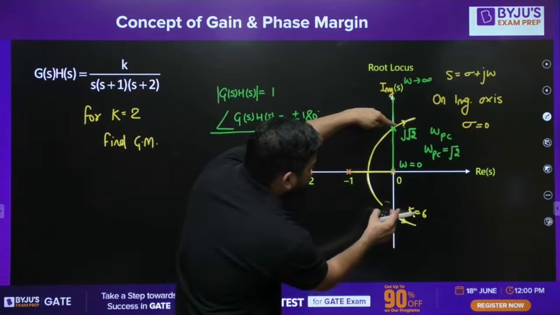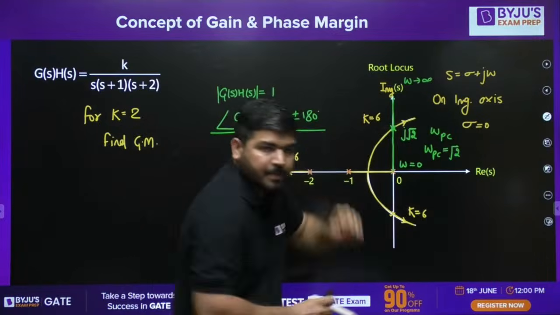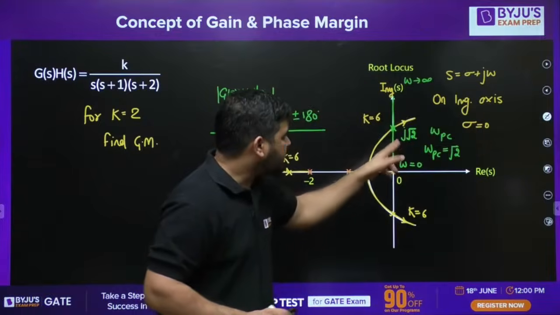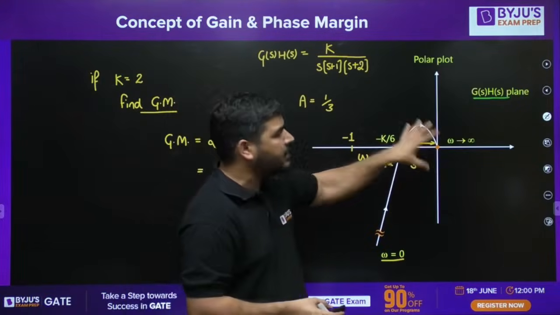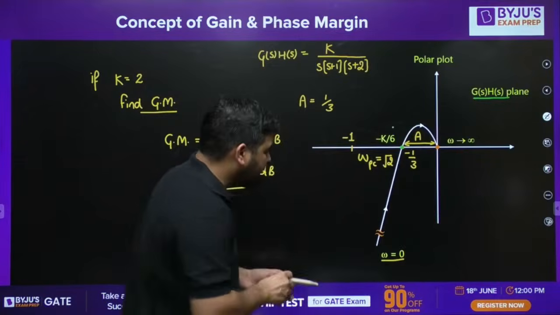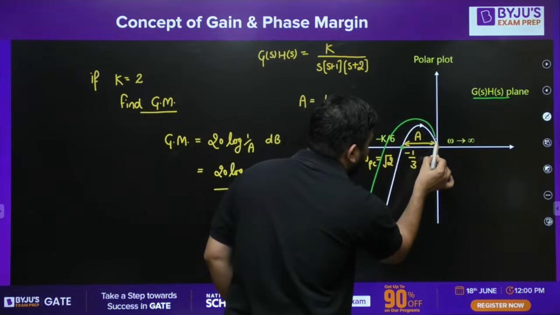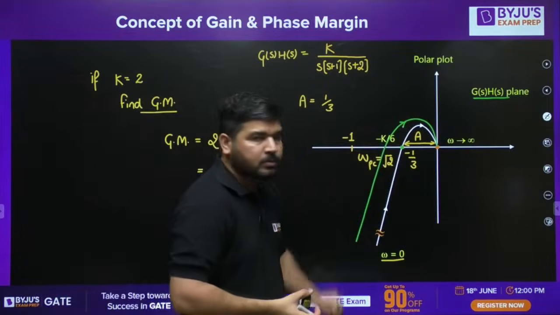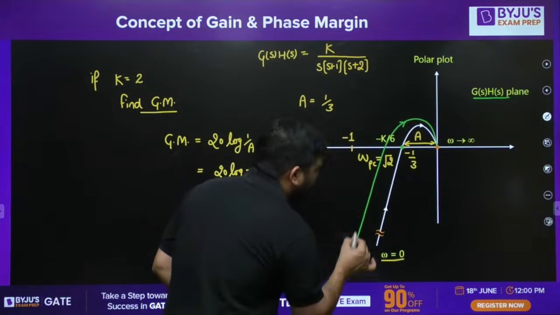The closed loop pole location will change, but the pole on the imaginary axis will always lie at this point. It means omega pc will remain fixed at root 2. Let's say in this polar plot, I am changing the k value. If you are increasing the k value, the polar plot will look like this. Let's say k is not 2, k is 3. If I take k equal to 3, then the polar plot will look like this.